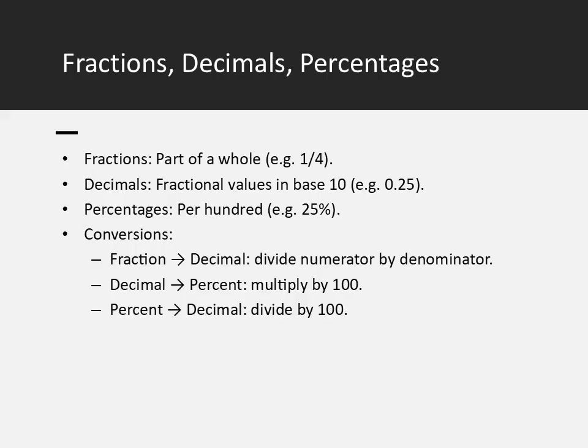If I give you a fraction, divide the numerator by the denominator to get the decimal. Multiply a decimal by 100 to get a percentage, and divide by 100 to go the other way. For example, 0.73 is 73%. Practice moving back and forth will make this automatic.